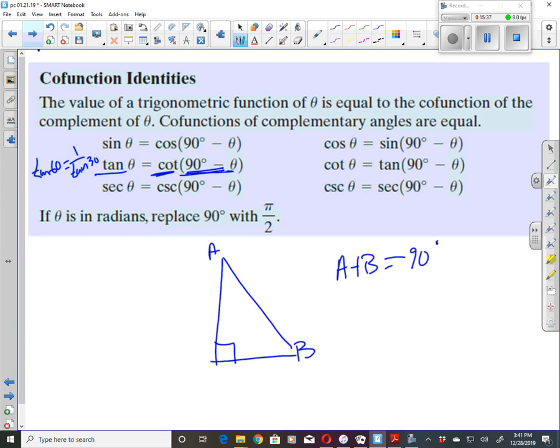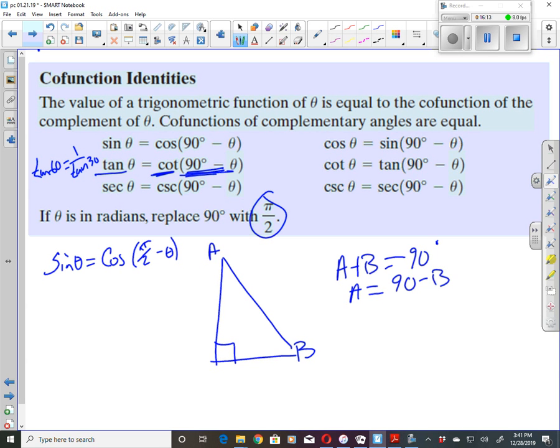This business of 90 minus theta just means a complementary angle, right? We know that A is equal to 90 minus B. That connection is pretty simple, I hope. We can throw a pi over 2 in there also. It doesn't really matter. Sine of theta is equal to the cosine of pi over 2 minus theta. It means the same thing.